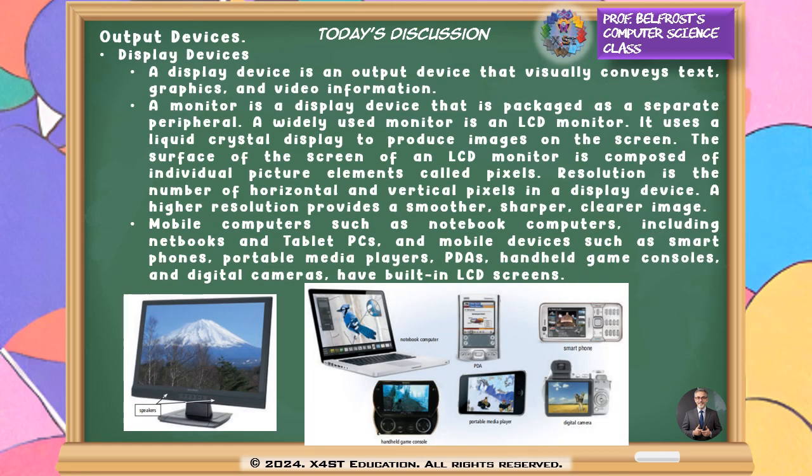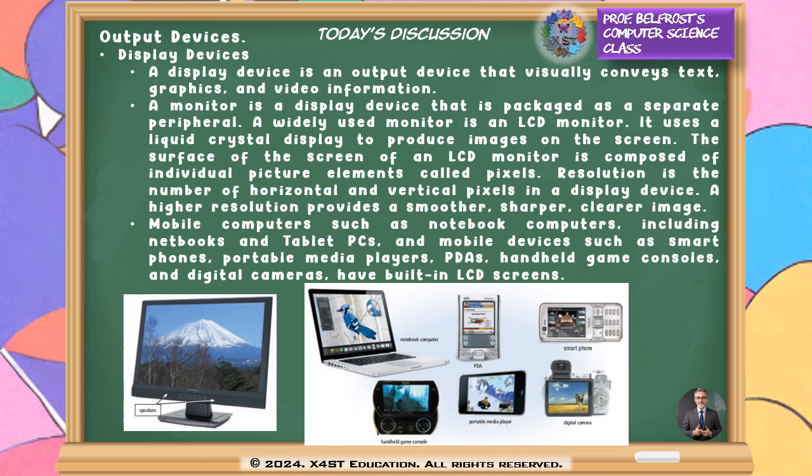Now we go to display device. A display device is just an output device that visually conveys text, graphics, and video information. You must have a display device or you'll never have the most basic functionality, because one of the most basic display devices is just the monitor, the screen that you are now using to watch this video. Okay, so first one is monitor.